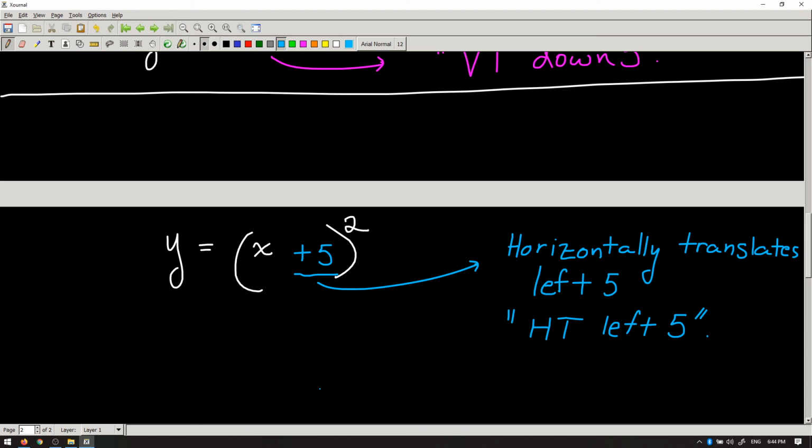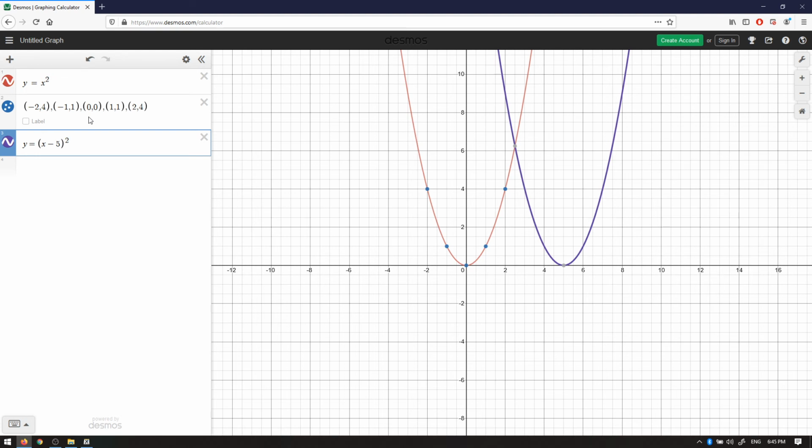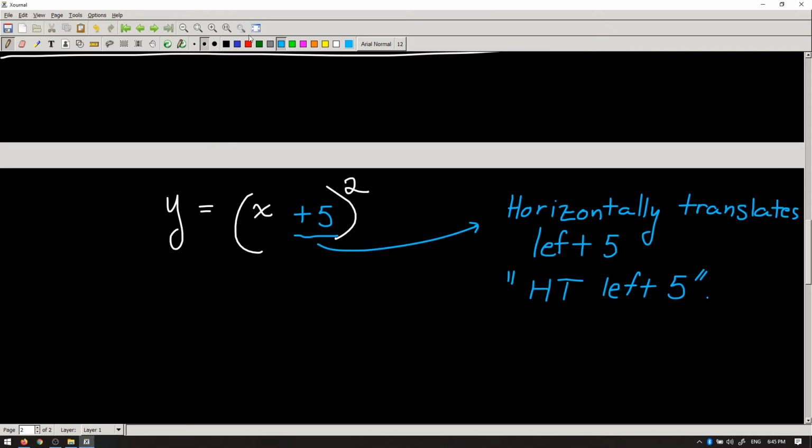Who's to say I have to translate left, though? Can I go right? The answer is yes. All I have to do is switch that sign to a minus. And now, instead of the blue curve being over here, it is actually over here. So this is an example of a horizontal translation, right 5. So y equals x. I'm going to use red again.